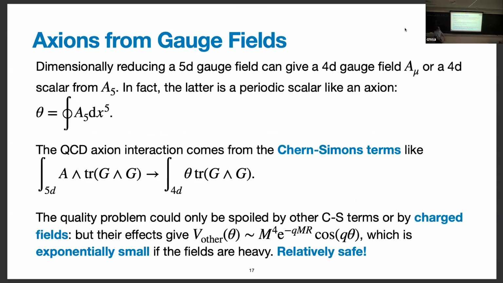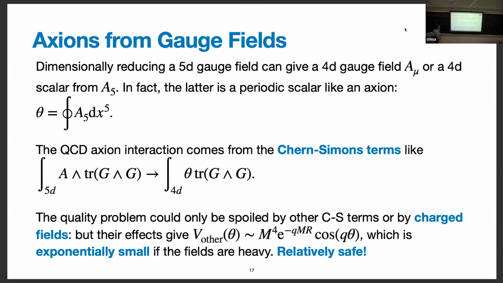And if I start with a gauge theory in higher dimensions and reduce to 4 dimensions, I can realize an axion-like mode by integrating gauge fields around an extra dimension. The simplest case is to start with a 5D theory with a circle and integrate A5 around the circle, and you get an effective axion. If my higher dimensional theory had a Chern-Simons term and I reduce to 4D, that becomes exactly the axion coupling to gauge fields that we want to solve the strong CP problem.